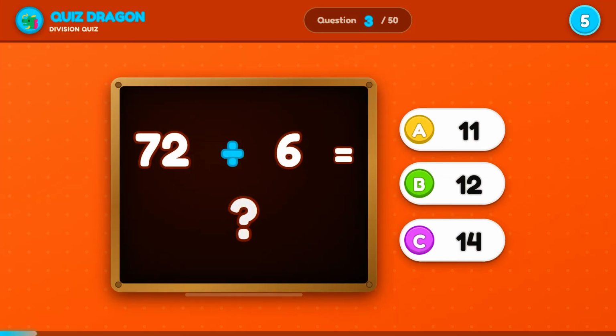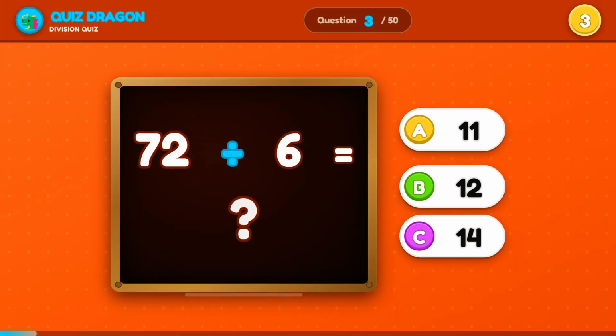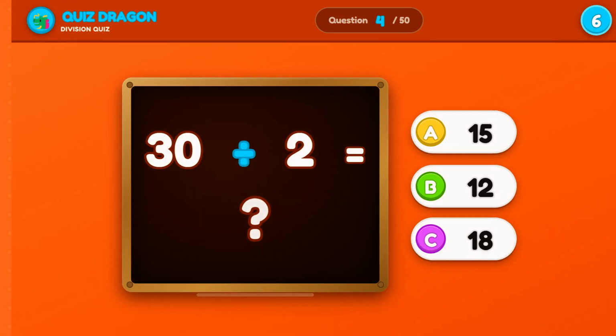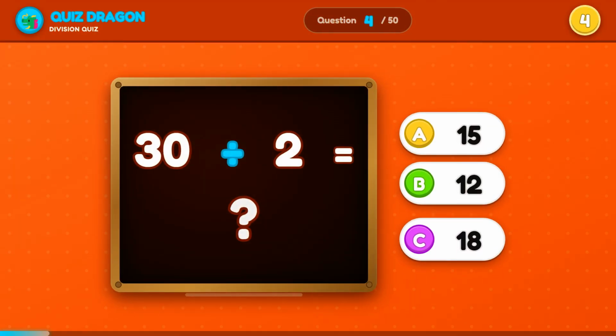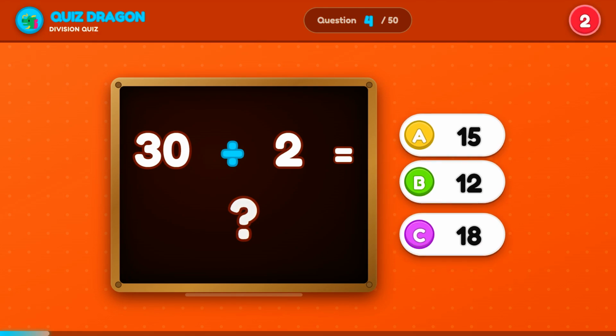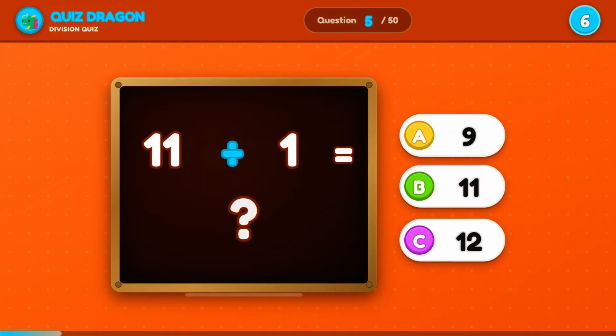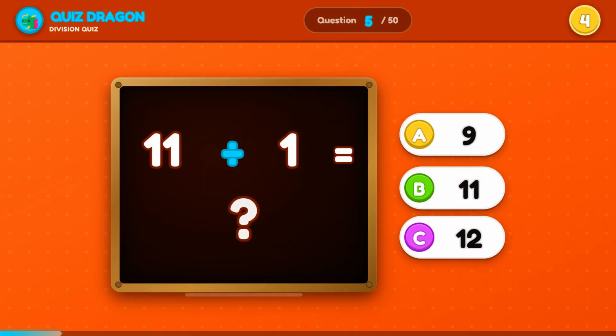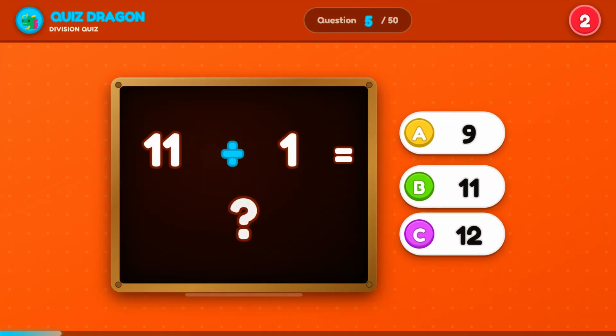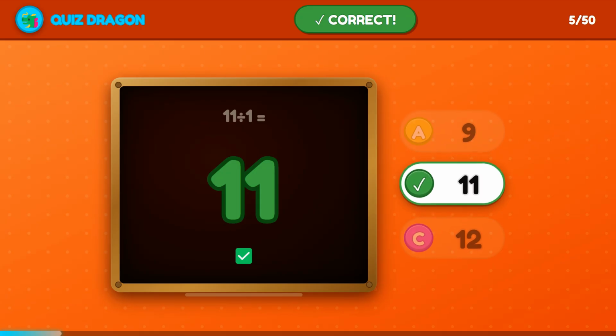Question 3. What is 72 divided by 6? The correct answer is B, 12. Question 4. What is 30 divided by 2? The correct answer is A, 15. Question 5. What is 11 divided by 1? The correct answer is B, 11.